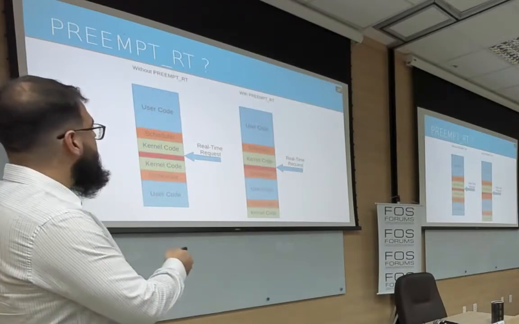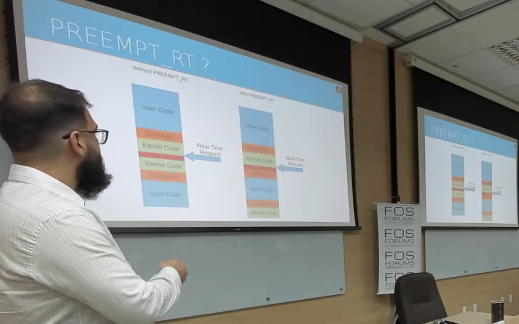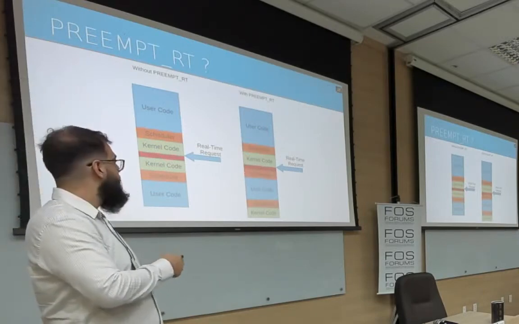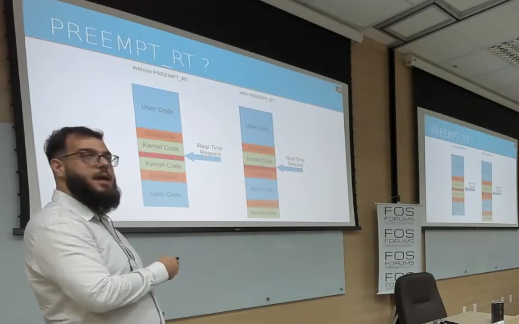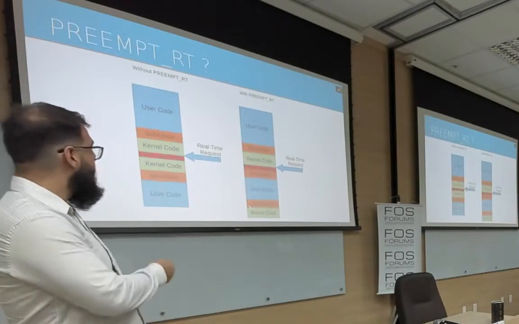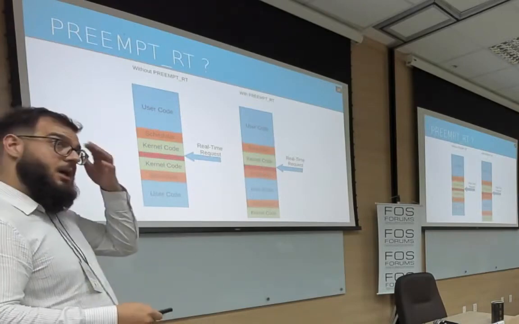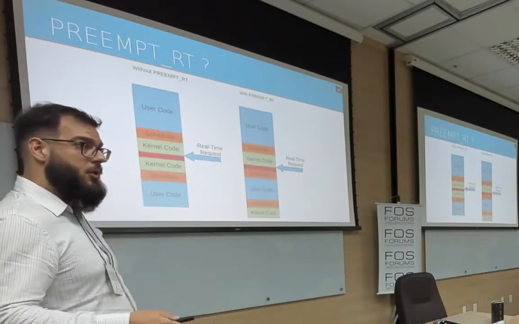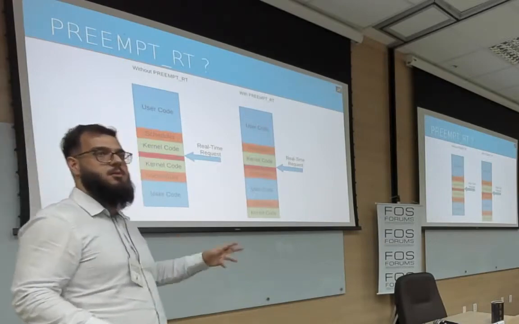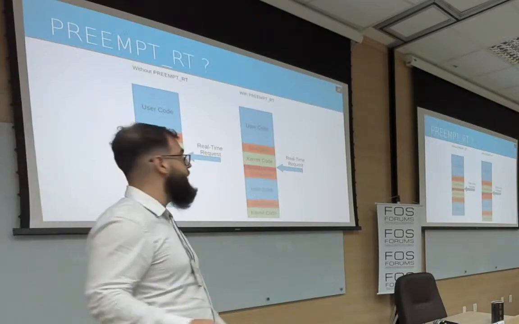With PREEMPT_RT, after this happens, you can schedule out your kernel code and run the user code, have the reply for your real-time request, and then go back to the kernel code here. So mostly you have higher priority than the kernel, so whenever you need to do something, it will happen faster. That's the whole idea here.